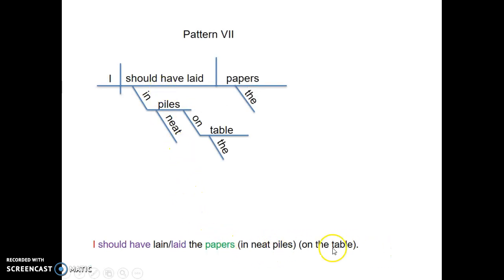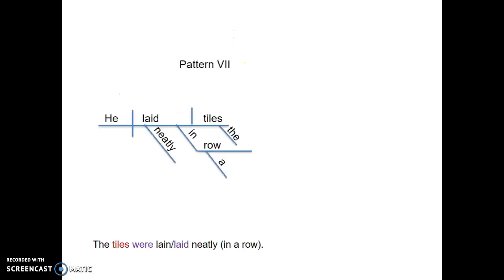Same thing, eliminate the prepositional phrases. In this case, we see that we have a noun following the verb, so we know that it's the transitive form of the verb we're going to use. I is the subject, should have laid are the verbs. Papers is the direct object. And then our two prepositional phrases, even though they're following the direct object, they're modifying the verb. In neat piles is telling us how, that's an adverb question, and on the table is telling us where. So subject, transitive verb, direct object, we have a pattern 7 sentence.